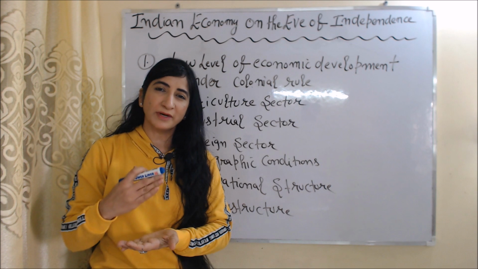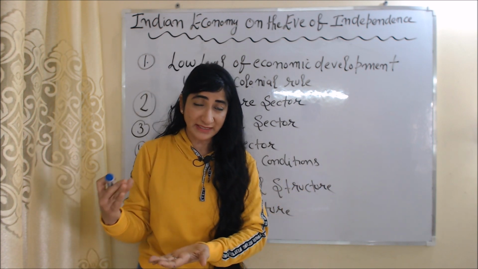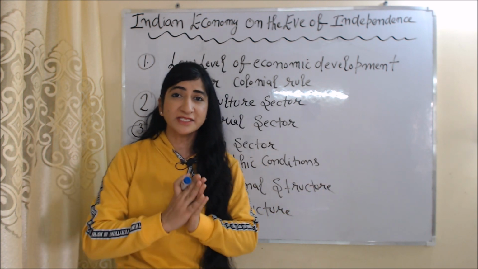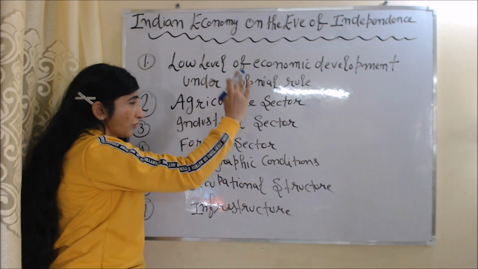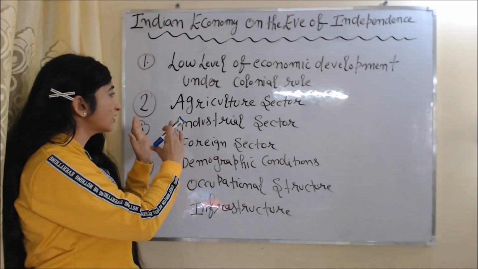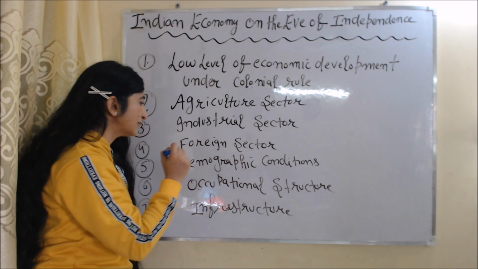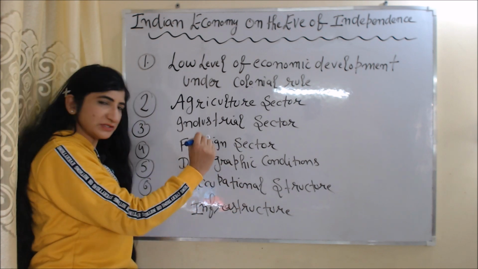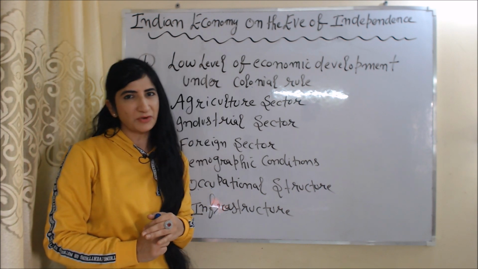Today we are going to talk about the Indian economy on the eve of independence. In this chapter we will study the situation of the Indian economy when India was ruled by the Britishers. This chapter is divided into different parts. The first part includes low level of economic development under colonial rule. The second part includes the agriculture sector. The third part includes the industrial sector. The fourth part includes the foreign sector, the fifth part includes demographic condition, the next part includes occupational structure, and the last part includes infrastructure. One by one we discuss each part.